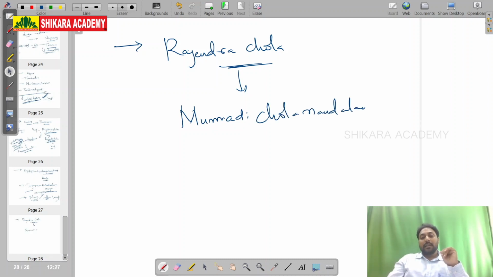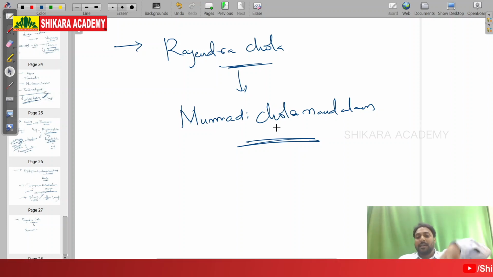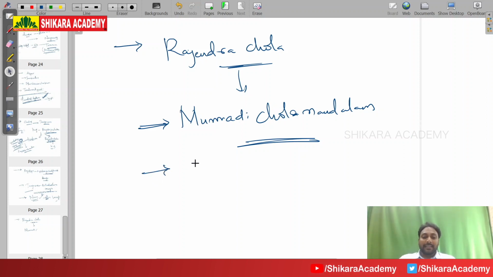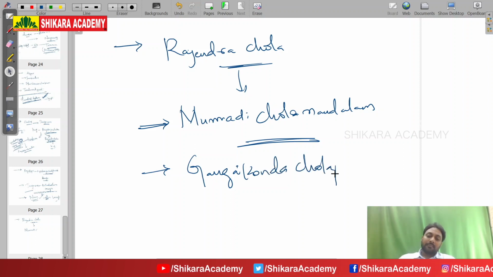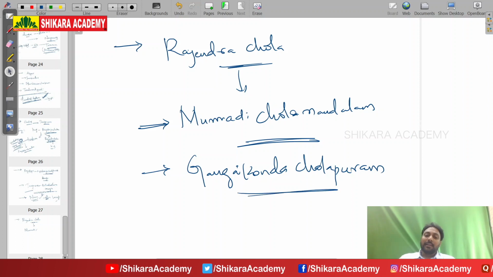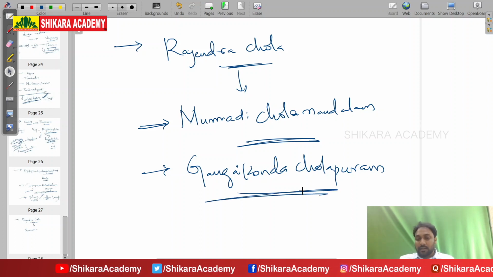Mummadi Chola Mandalam. Mandalams are the provinces during the Cholas regime, so it's an administrative unit. Mummadi means entire, combined. Rajendra Chola built a city called Gangaikonda Cholapuram.